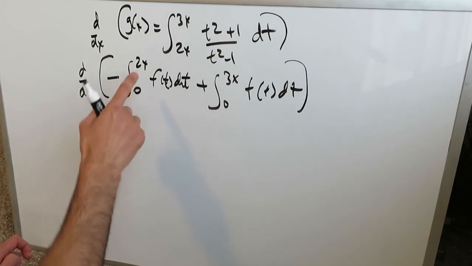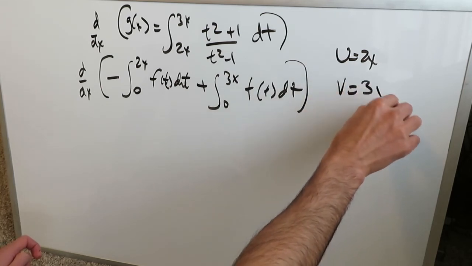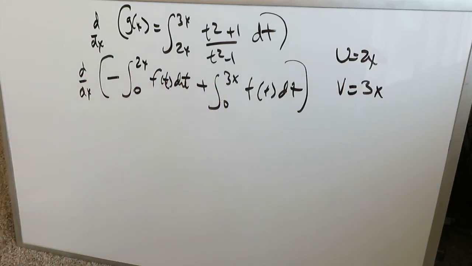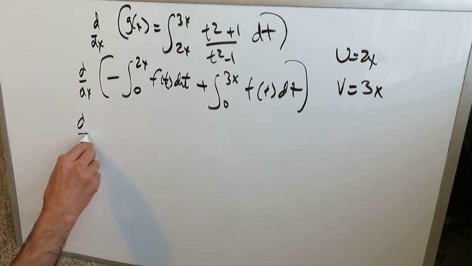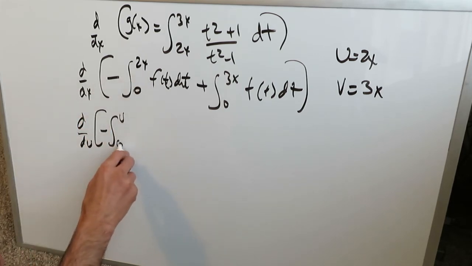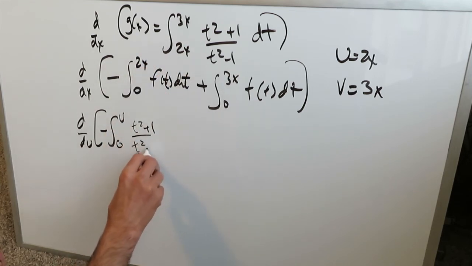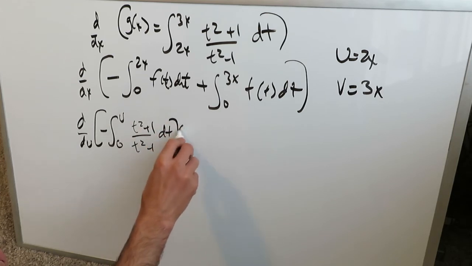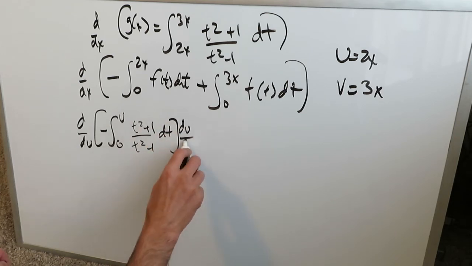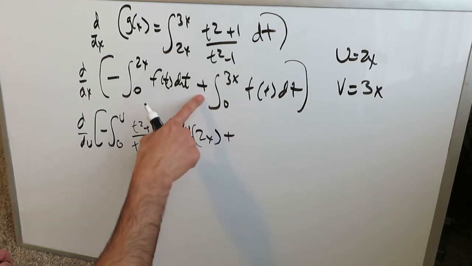Okay, you know you can do substitution. u is equal to 2x, and we can say v is equal to 3x. Let's do it. The chain rule overhead, and we have a minus. Look, u comes over here. You have a 0 to u of (t squared plus 1) over (t squared minus 1) dt. And then let's finish this with regards to x, we have a 2x. Now we have a plus, we're right over here.